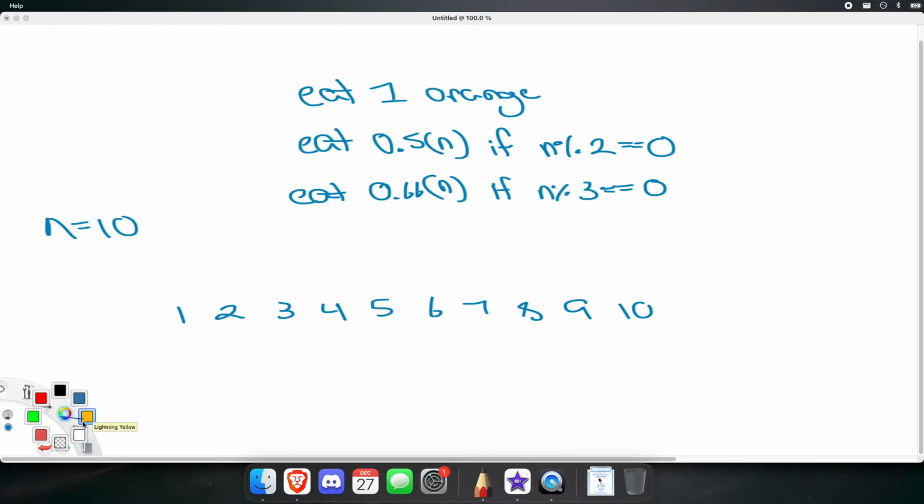So what I'm going to do is color all the even days in yellow. So that's 2, 4, 6, 8, then 10. Then I'm also going to do the exact same for all the days that are divisible by 3. So that's 3, 6, and 9.